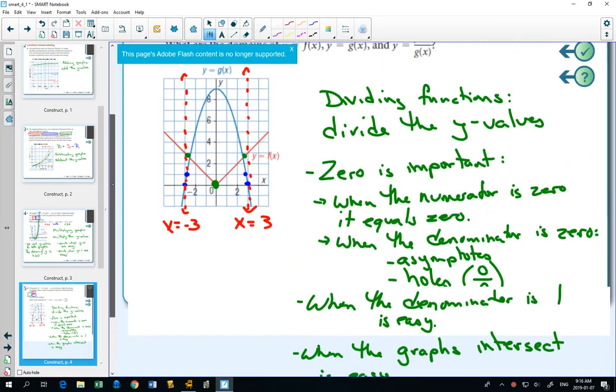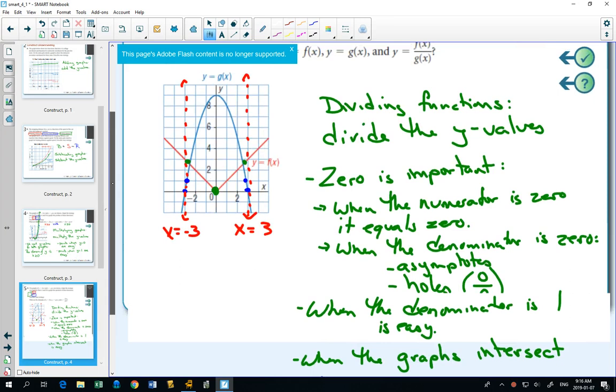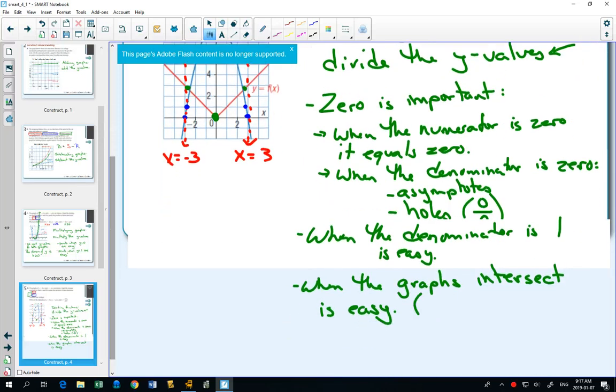I'm going off the y-axis for the 1, yes, because we're always talking about y values. We divide y values. So we're always looking at our y values when our y values are 1. When the graphs intersect, what do we know about the y values at those points? They're the same. So we can write that. And mathematically, if the y values are the same and you're dividing them, what do you get? 1.